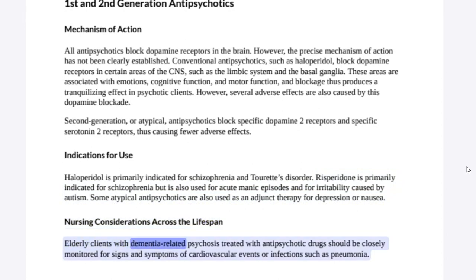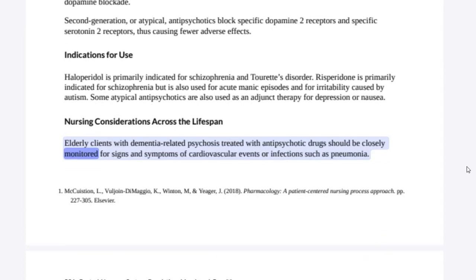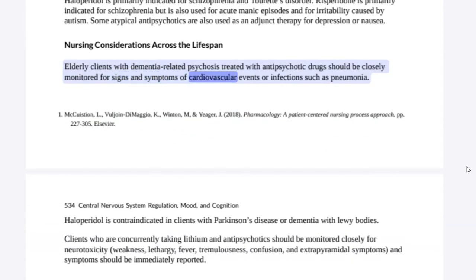Elderly clients with dementia-related psychosis treated with antipsychotic drugs should be closely monitored for signs and symptoms of cardiovascular events or infections, such as pneumonia. Haloperidol is contraindicated in clients with Parkinson's disease or dementia with Lewy bodies. Clients who are concurrently taking lithium and antipsychotics should be monitored closely for neurotoxicity, and symptoms should be immediately reported.